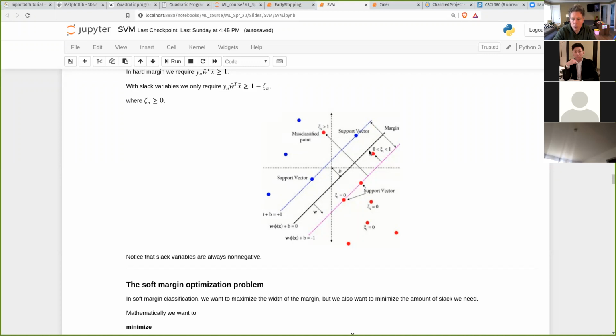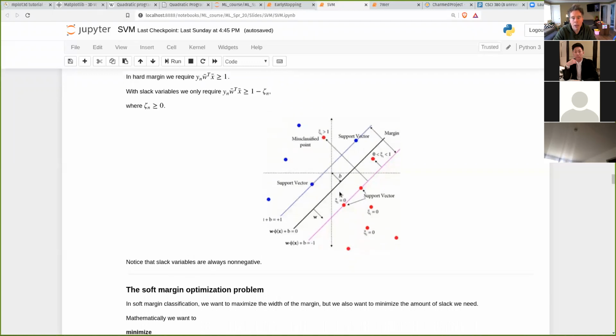If you were exactly on the decision boundary, that would give you a slack variable value of 1. If you were over here, this would be 2, and over here, this would be 3. So you have a budget of slack, but you want to use the smallest possible amount of slack.